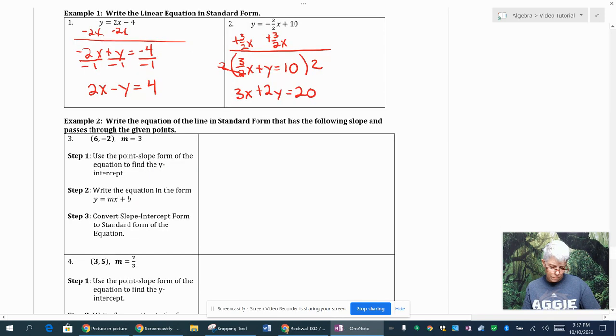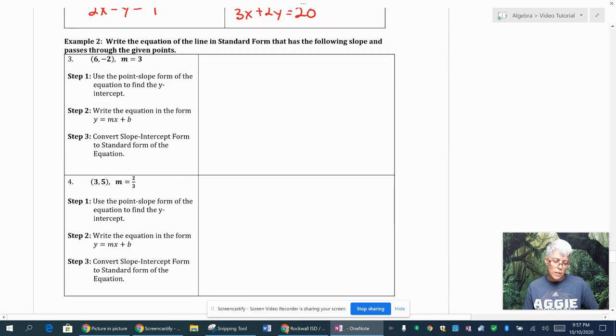Moving on, it says write the equation of the line in standard form given the following slope and point. We're going to use the point slope formula, which we learned how to do yesterday. I'll call this the x1 and the y1. So the formula is y minus negative 2, which is the y1, equals the slope which they gave us, times x minus 6. I'm going to simplify everything and distribute the 3.